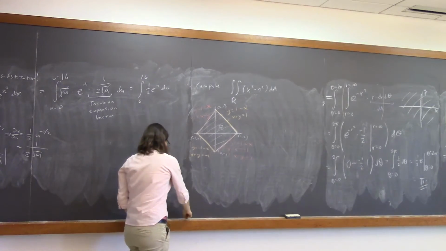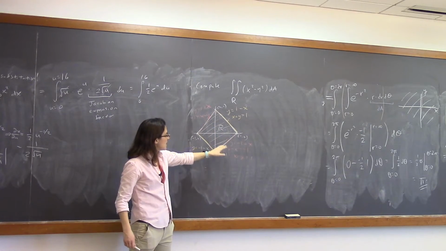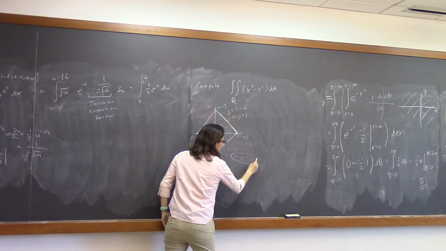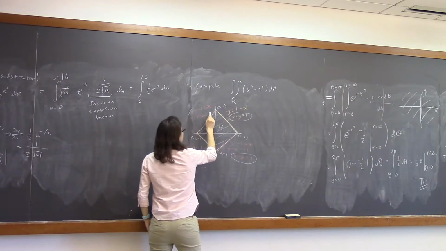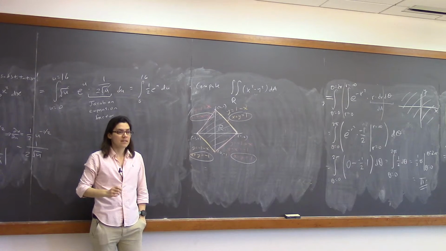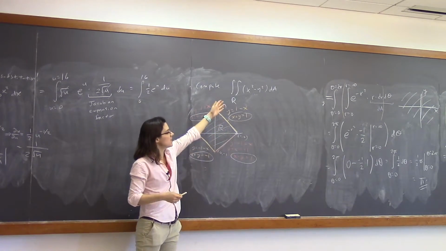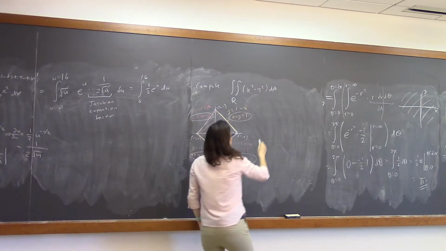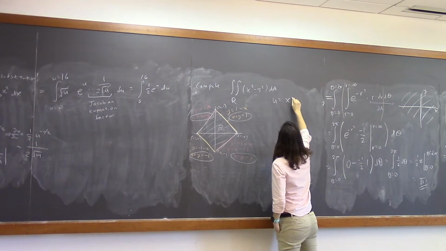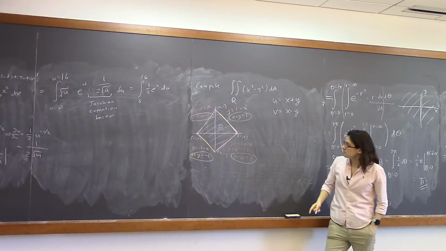So it would be really easy to write our region of integration if we used x minus y and x plus y as our variables. That's kind of the idea. You want to find a change of variables that works nicely with your region and with your function. So let's try u being x plus y and v being x minus y.